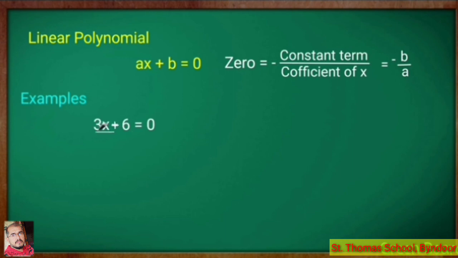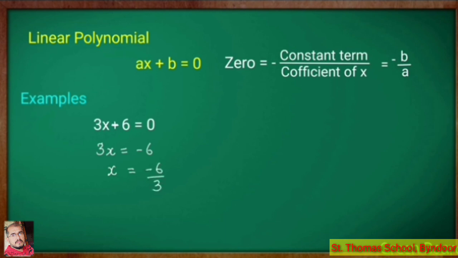For example, 3x plus 6 equals 0. Here 3x plus 6 is a linear polynomial. 6 is the constant term and 3 is the coefficient of x. Okay, so now I am writing 3x as it is on the left hand side. I am sending plus 6 to the other side, and I get minus 6. Now 3 is together with the x, so I have to send the 3 across. So x equals minus 6 divided by 3.